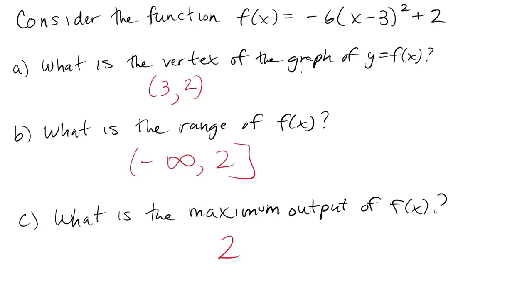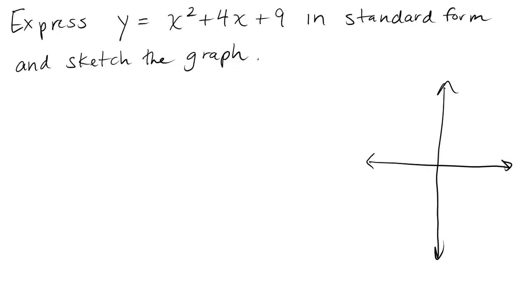Let's look at an example where we're not already in the standard form. This example says, express y equals x squared plus 4x plus 9 in standard form and sketch the graph. We could graph this parabola point by plugging in a bunch of numbers, but it might take a while. You wind up plotting a bunch of points until you stumble across where the vertex is.